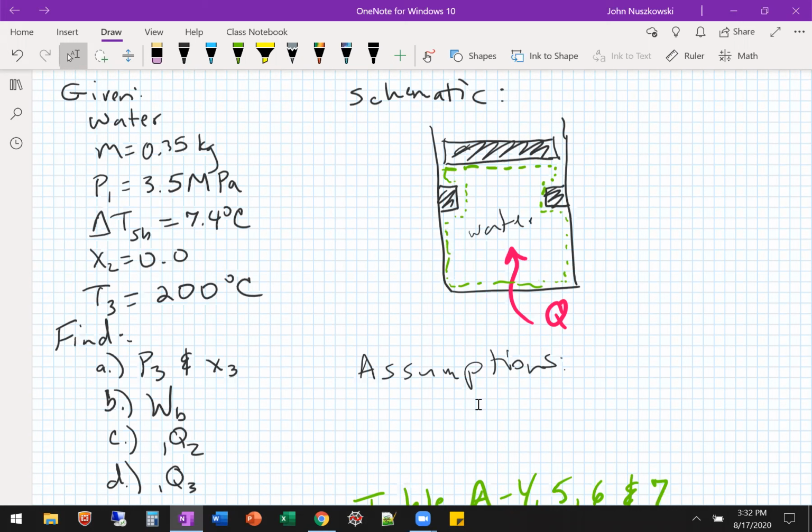Any ideas? The mass? The mass does, yes, because it's a closed system, right? But that's an extensive property, not an intensive property. So the mass does remain constant. There's no mass leaving, but we need to figure out an intensive property.